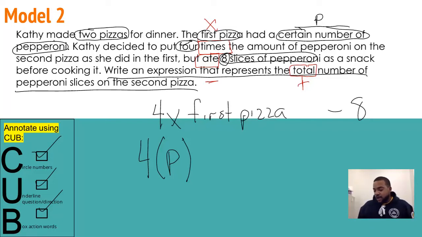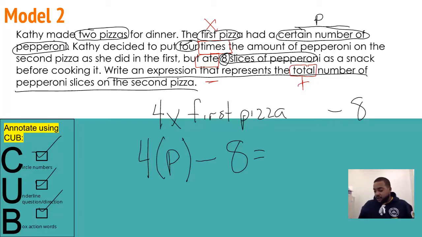So when I figure out how many pepperoni slices she has on the first and multiply that times 4, that tells me how many she put in the second. And I want to go and subtract that 8 to tell me the total number of pepperoni slices she has on the second. Because if she ate 8, I got to get rid of them. They're not there anymore. They're in her stomach. So I got to represent that action with a mathematical operation. So I represented her eating 8 with subtracting 8.